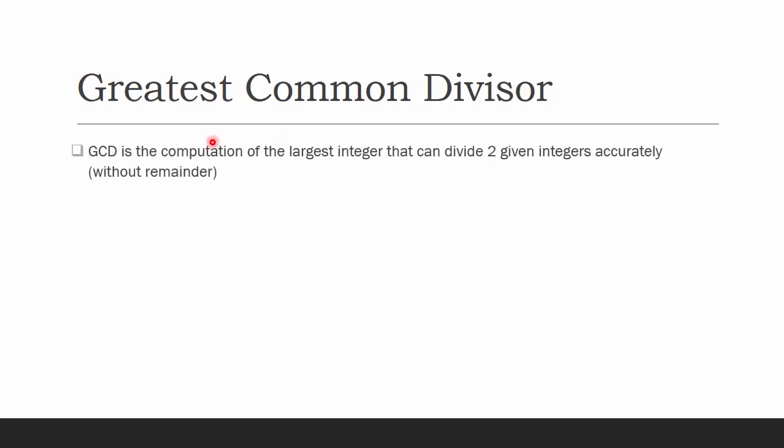This project, the first project that is supposedly more computing intensive, is the one that is going to solve or compute greatest common divisor, or in short we call GCD. GCD is the computation of the largest integer that can divide two given integers accurately, which means that it can divide the two given integers without remainder.